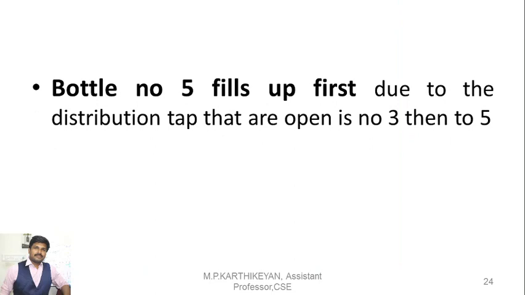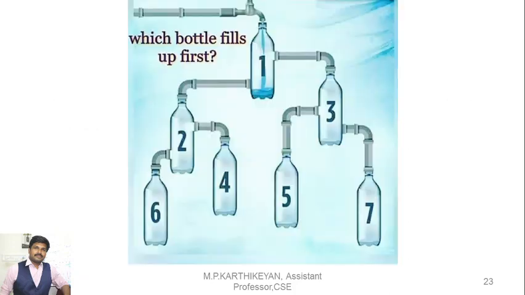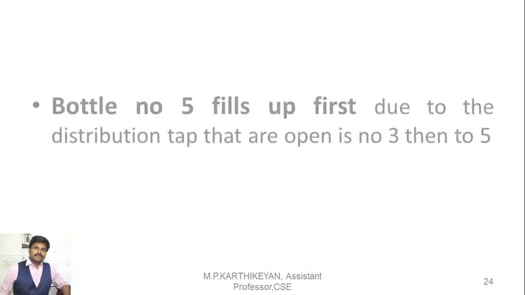bottle number 5 is the correct answer. Obviously, in one webinar I told you that they will be diverting us to a wrong answer, so please don't get diverted. Bottle number 5 fills up first because only 3 taps are being opened first of all. Only bottle number 1, bottle number 3, and bottle number 5 have the opening. Bottle number 2 is closed, so the entire left path is closed, and bottle number 7 is also closed. So the only bottles which are open are 1, 3, and 5. So obviously, bottle number 5 fills up first.